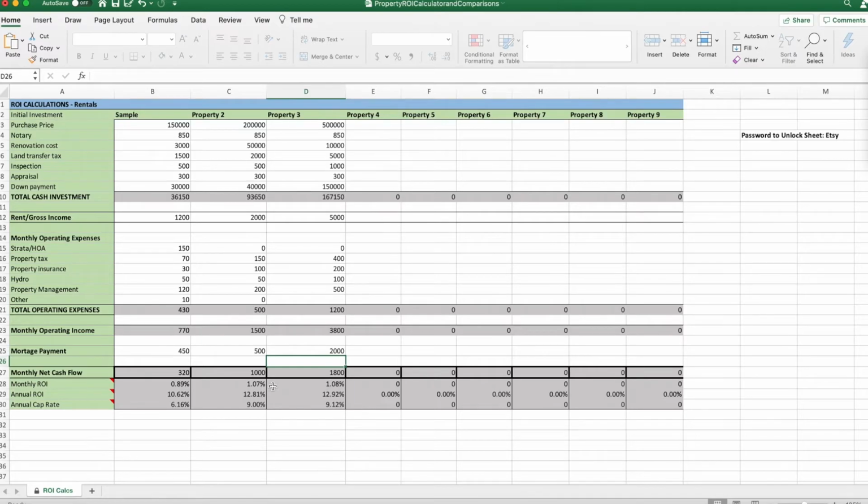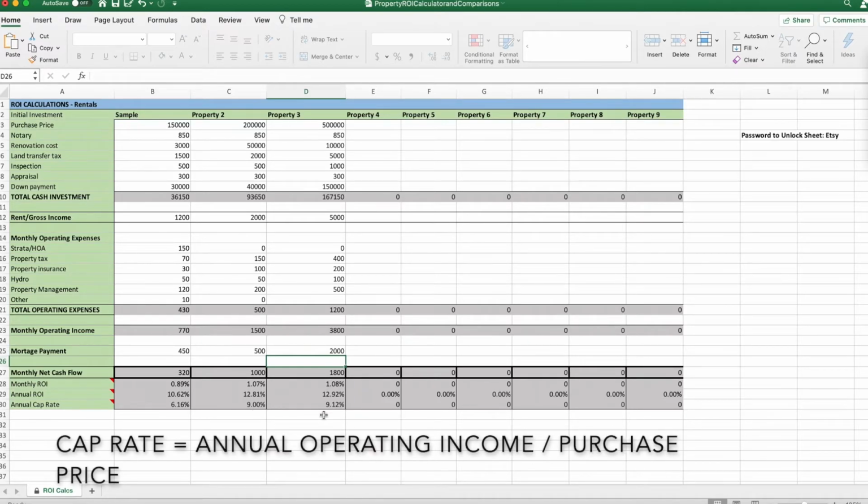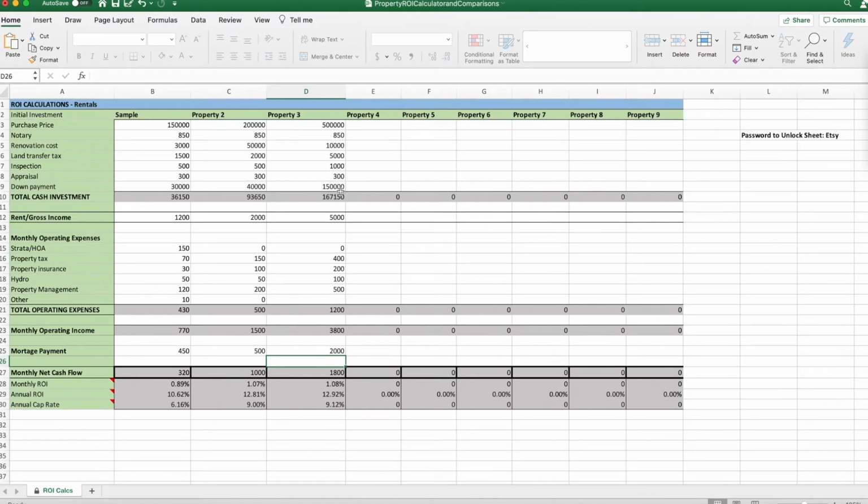But yeah, so at the end of the day, the cap rate is the annual operating income divided by the purchase price, and that way you can compare the profitability of a property without taking into account the interest you're paying or the mortgage payments that are going back into your equity, the principal.